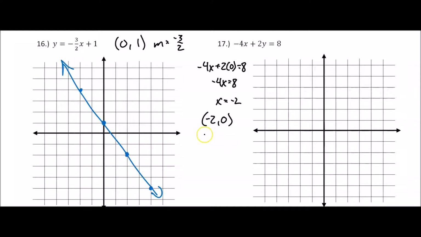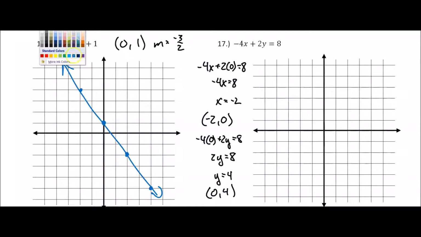The next piece, we would plug a 0 in for x and solve for y. And again, most of us would use mental math for this, but I'm going to show a couple of the steps here. Then divide each side by the 2, so y equals a 4. And again, that's the ordered pair, 0, 4. And so now I just plot each of those ordered pairs. So negative 2, 0 is right here. 0, 4 is right here.